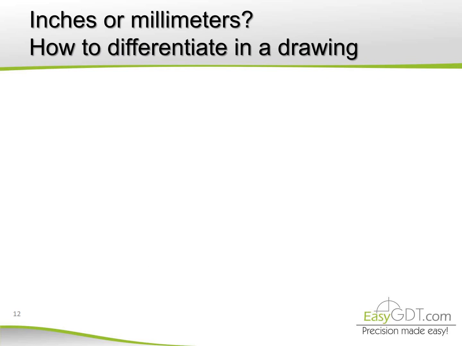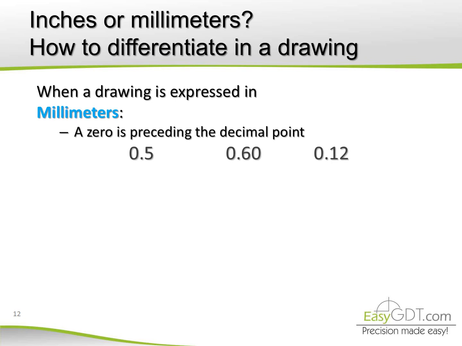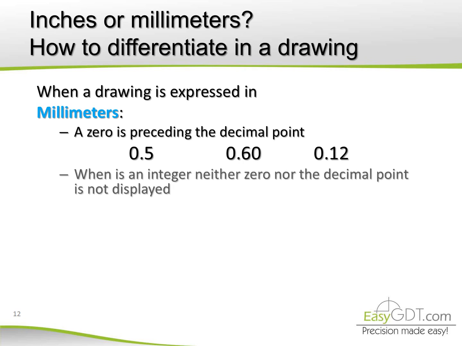Now, let's see a couple of things that differentiate a drawing dimensioned in inches from millimeters. When a drawing is expressed in millimeters, if the distance is less than 1 millimeter, a 0 is placed before the decimal point, and when it is an integer, neither 0 nor the decimal point is displayed.